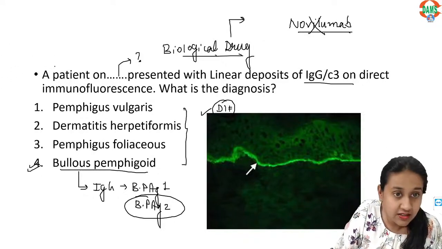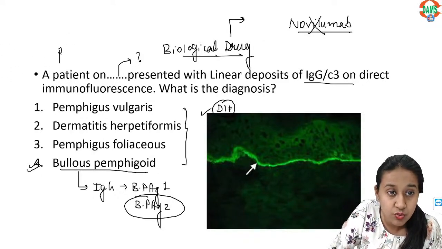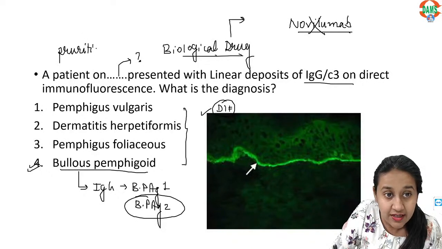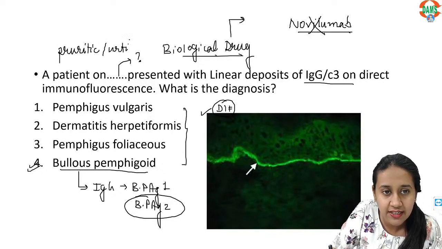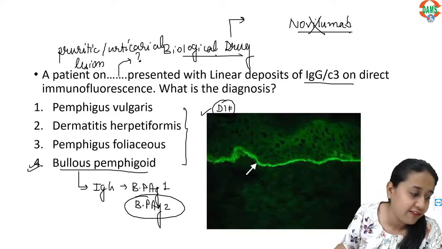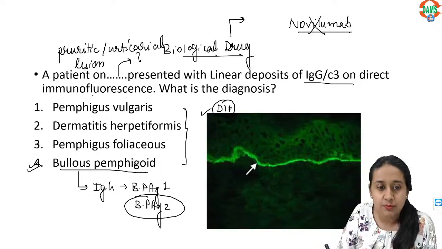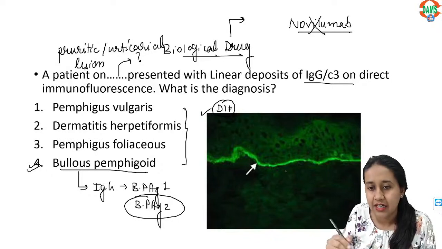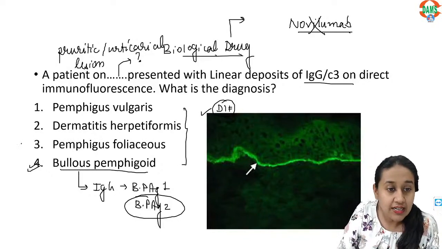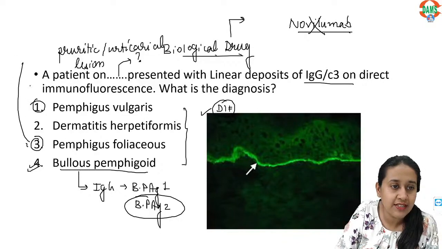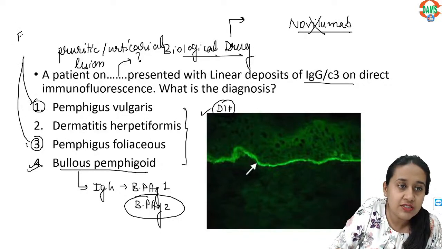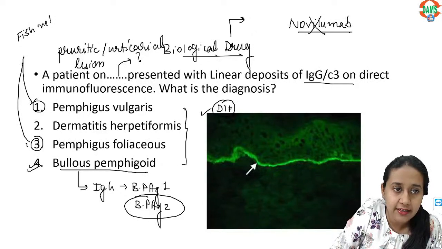So students say that the question says patient presented to us with pruritic urticarial lesions. Very nice. So that is one more addition. Pruritic urticarial lesions associated with following DIF finding. What is the answer? The answer is bullous pemphigoid, because you see very classical linear deposits. In pemphigus foliaceus, what is the DIF appearance? You see what is called a fish net appearance.